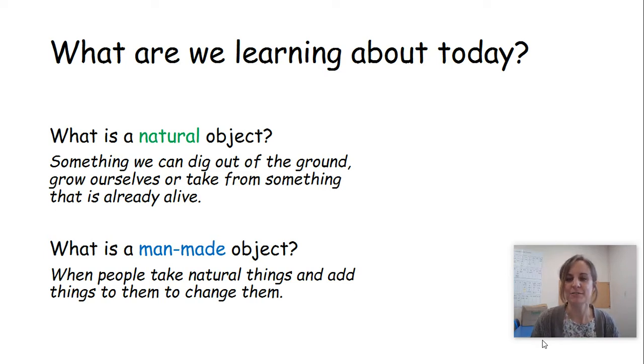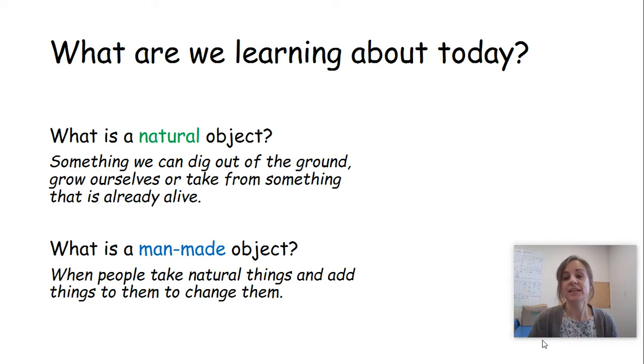So how is man-made different? Well, a man-made object is something that you won't find in the world around you unless a person has put it there, because that person has taken something, added things to it, or changed it in some way to make that object. And we're going to find some examples that match that too. So natural and man-made are opposites to each other.